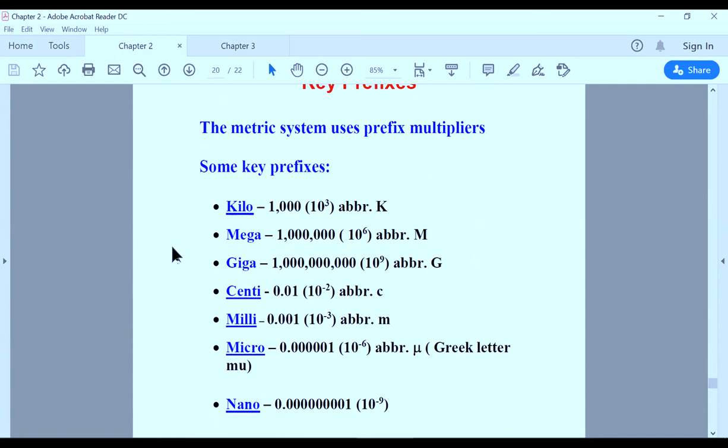Now, there are a couple of these I want you to know. That one, and that one. So if I ask on a test, what does the prefix centi mean? 10 to the minus 2. Milli, like in milliliter, 10 to the minus 3. Kilo, 10 to the third, or 1,000.